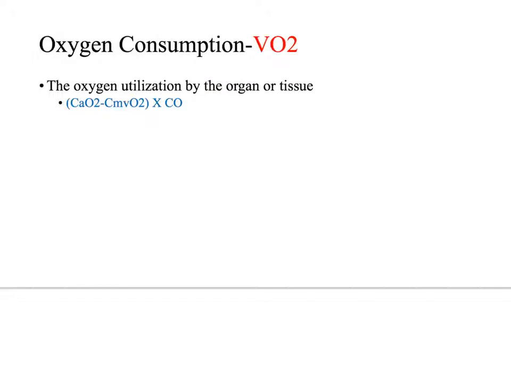Oxygen consumption is also an integral part of oxygen metabolism. Simply, it is defined as the oxygen that is utilized by the organ or tissue, and can be calculated by the CaO2, which is your arterial oxygen content, minus your venous oxygen content, multiplied by the patient's cardiac output.